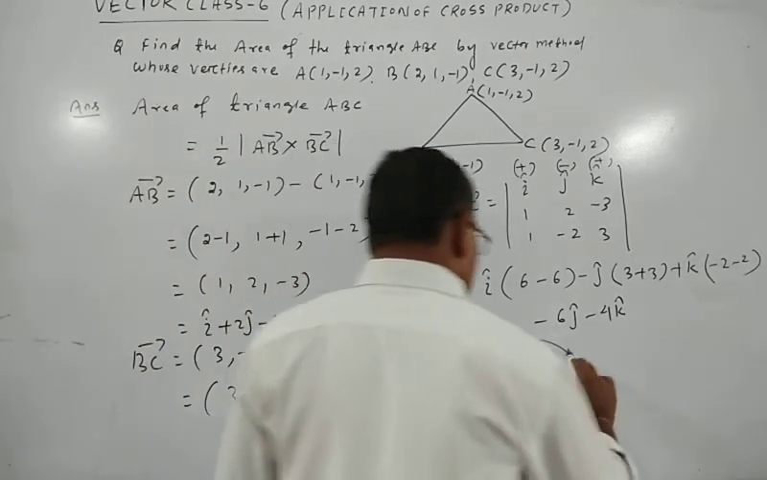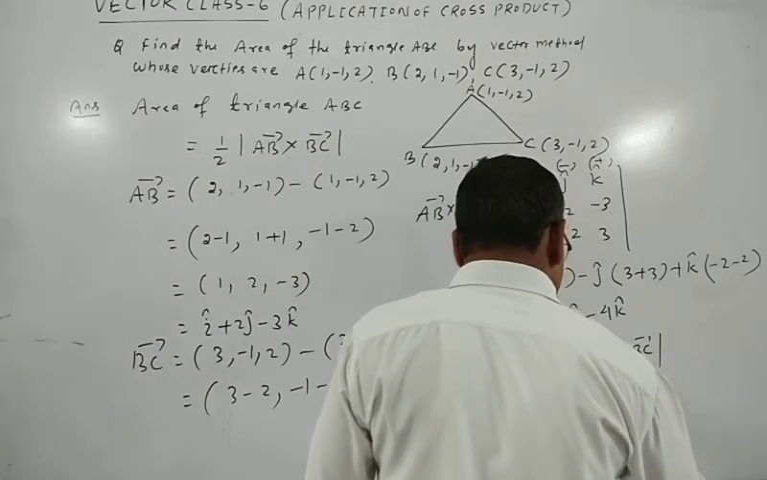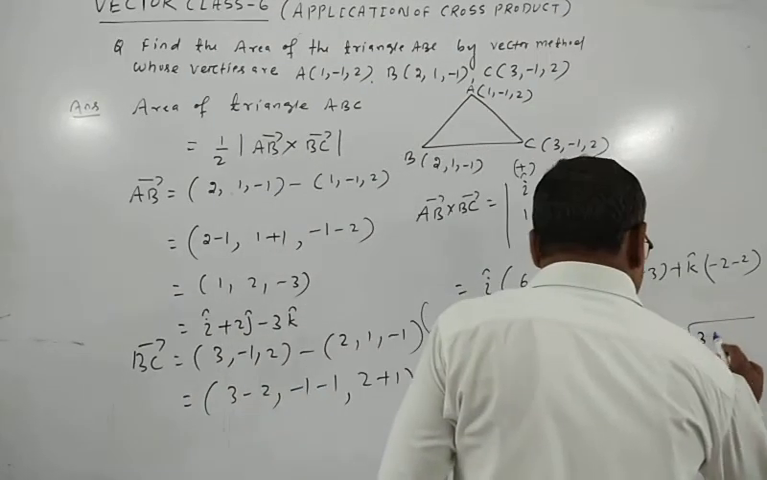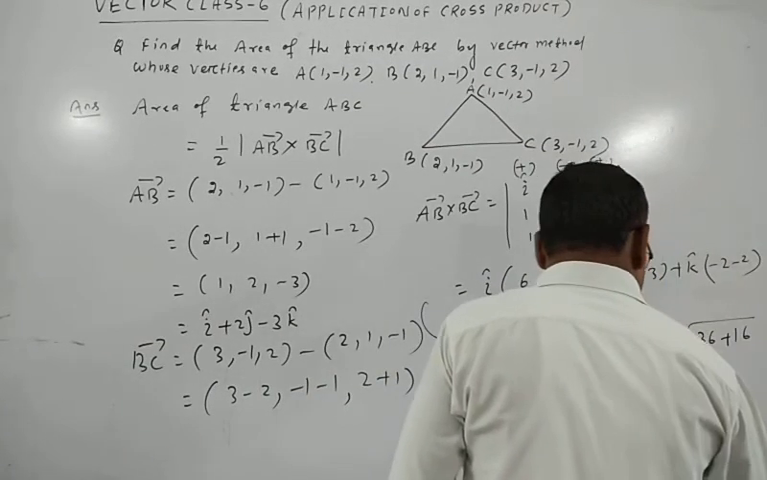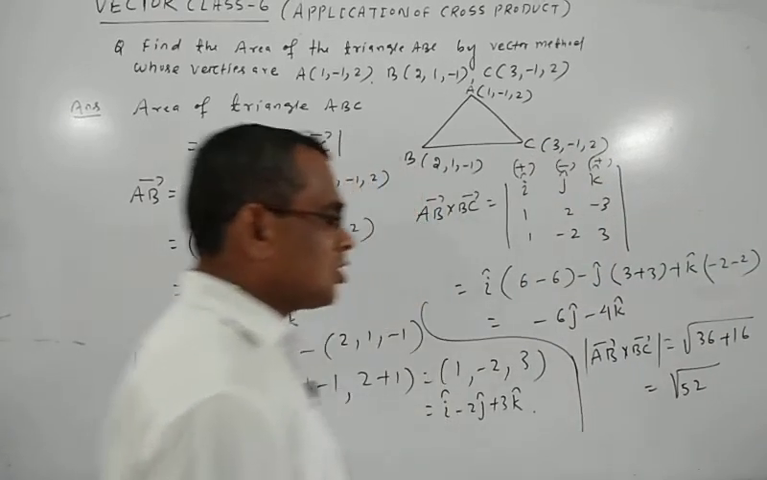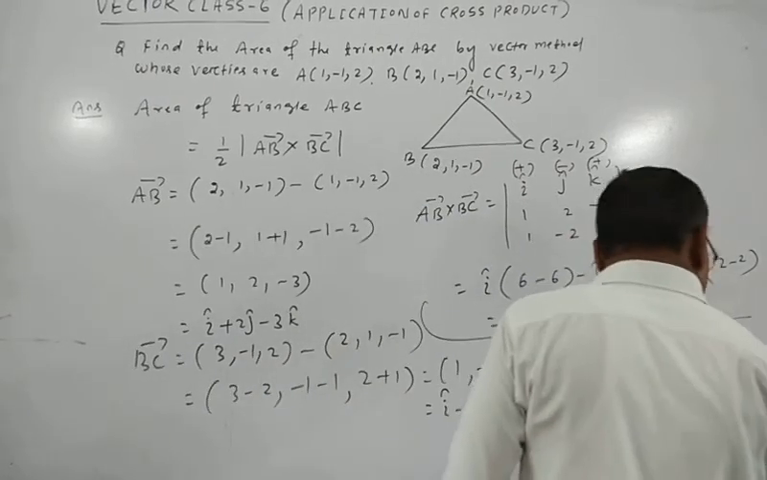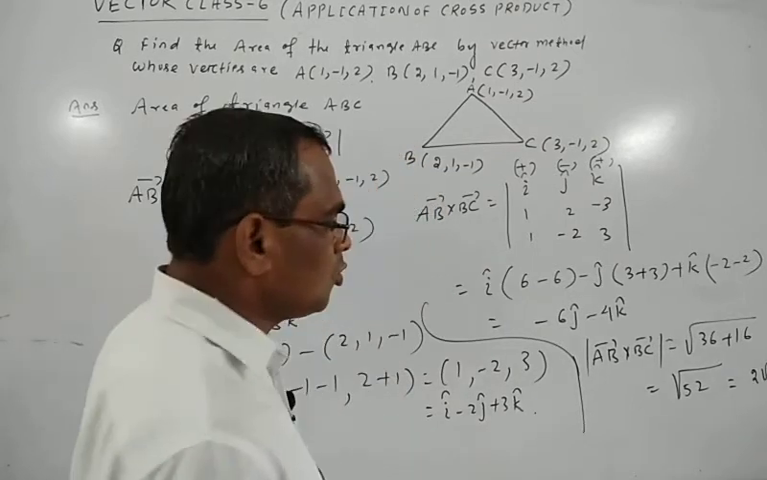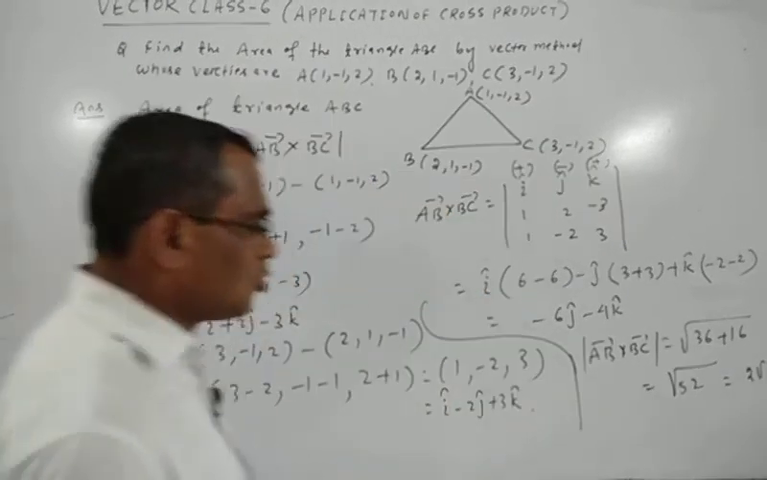And what is its magnitude? That is, the magnitude of AB vector cross BC vector is equal to root over minus 6 square, 36, and 4 square, which is 16. So root over 36 plus 16, that is 52. So root 52 means this is 2 root 13. So here the magnitude of AB vector cross BC vector is equal to 2 root 13.